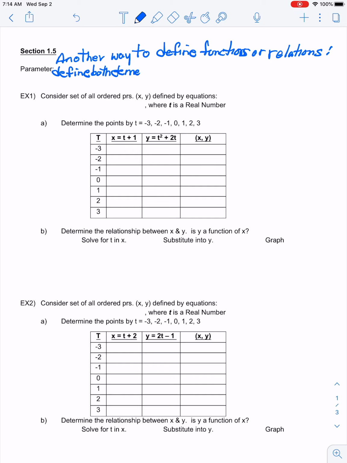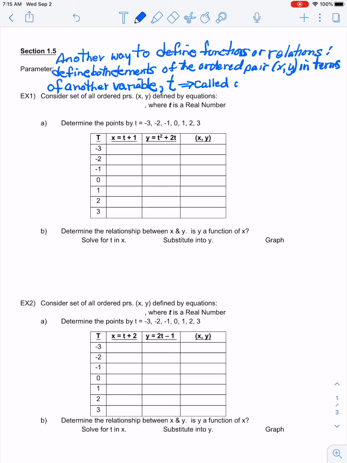I'm sorry, this may be kind of hard to read. Of the ordered pair XY in terms of another variable. Another variable, which we're going to call t. Okay, and that t is what we're going to say is called our parameter.